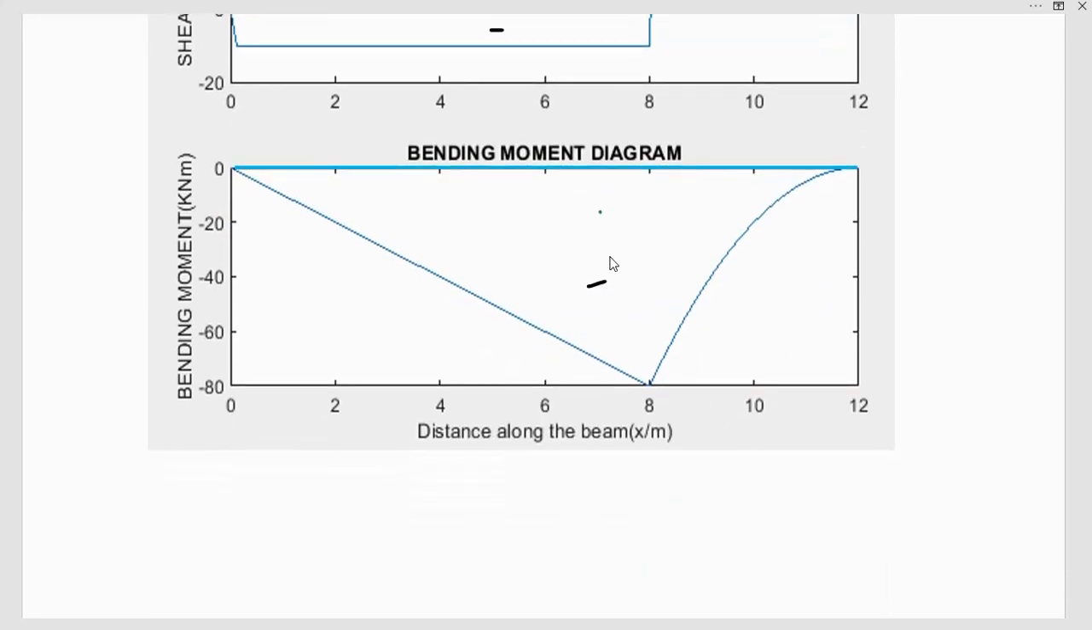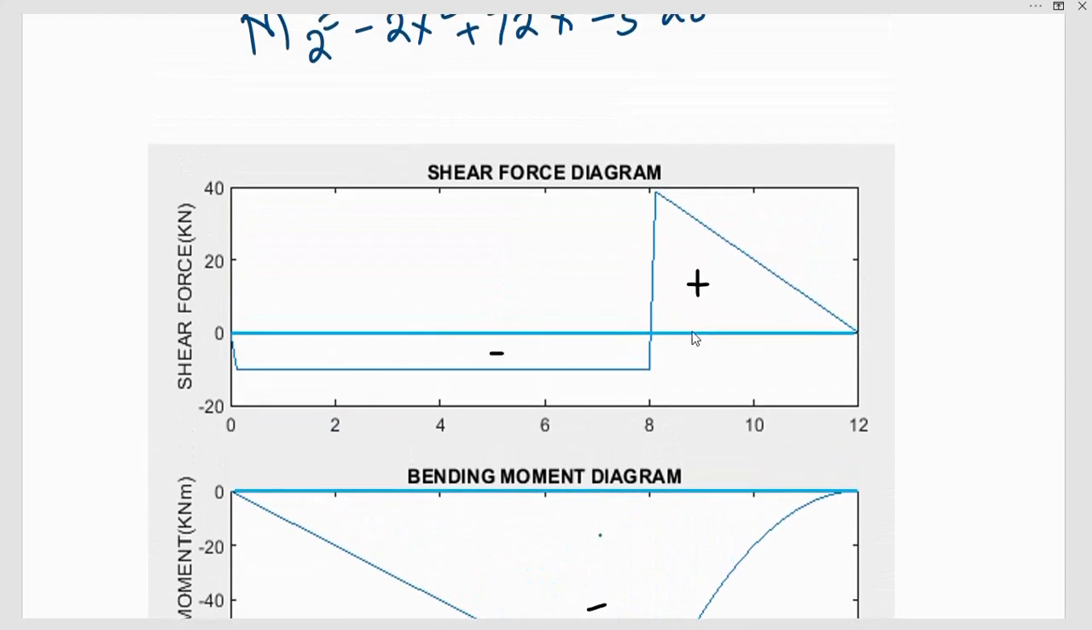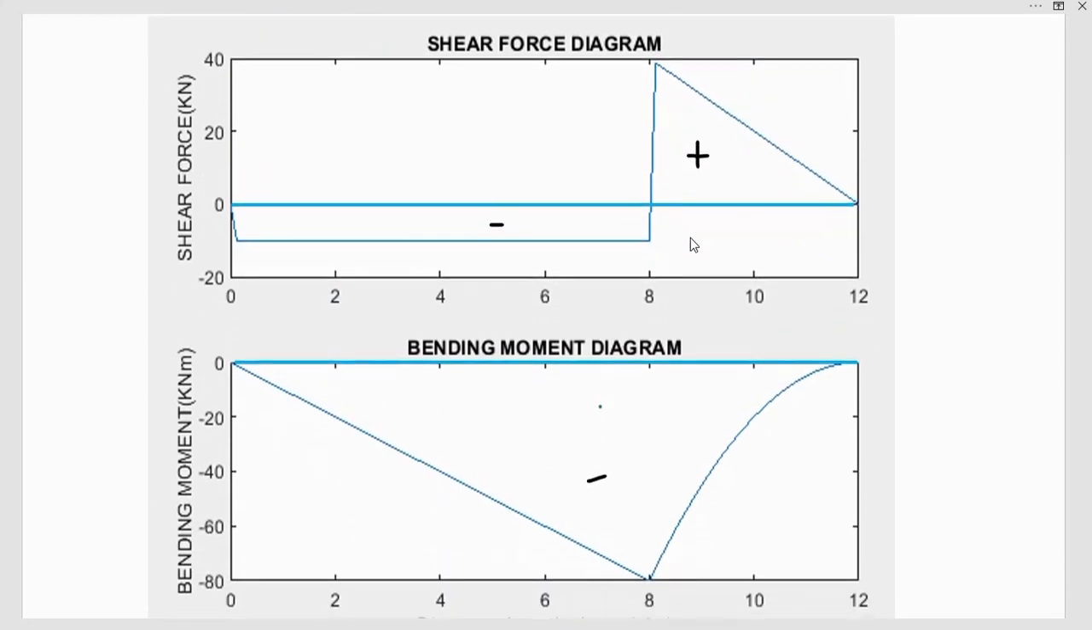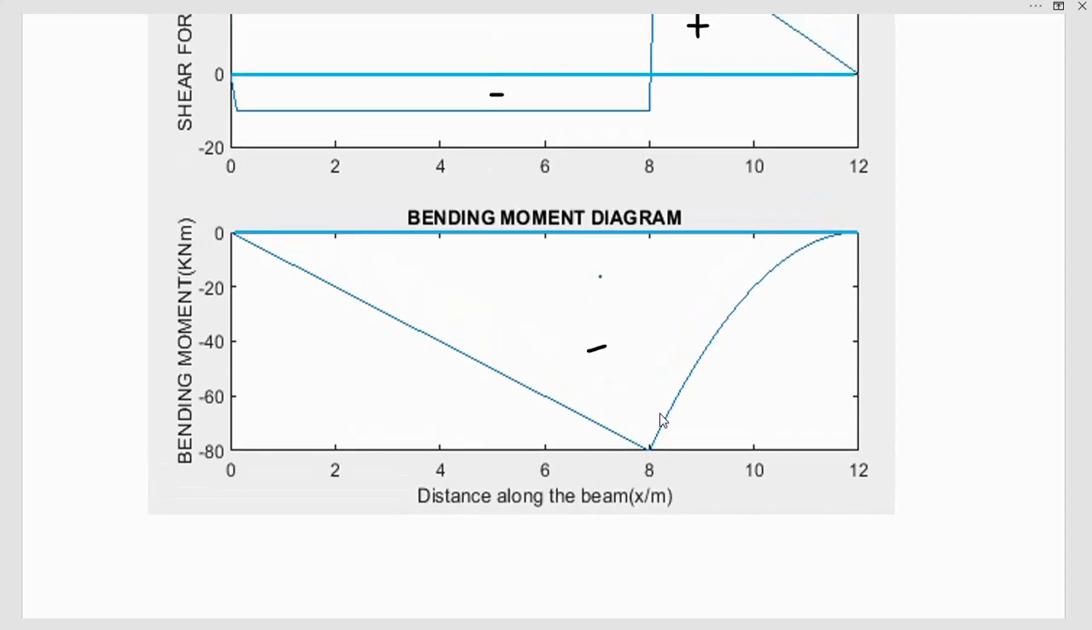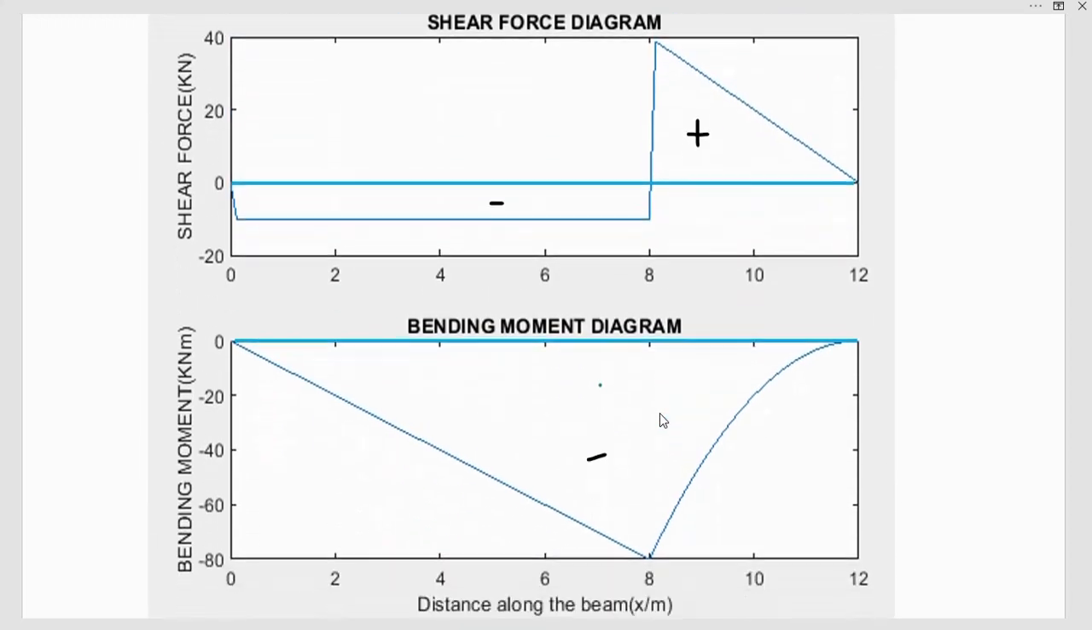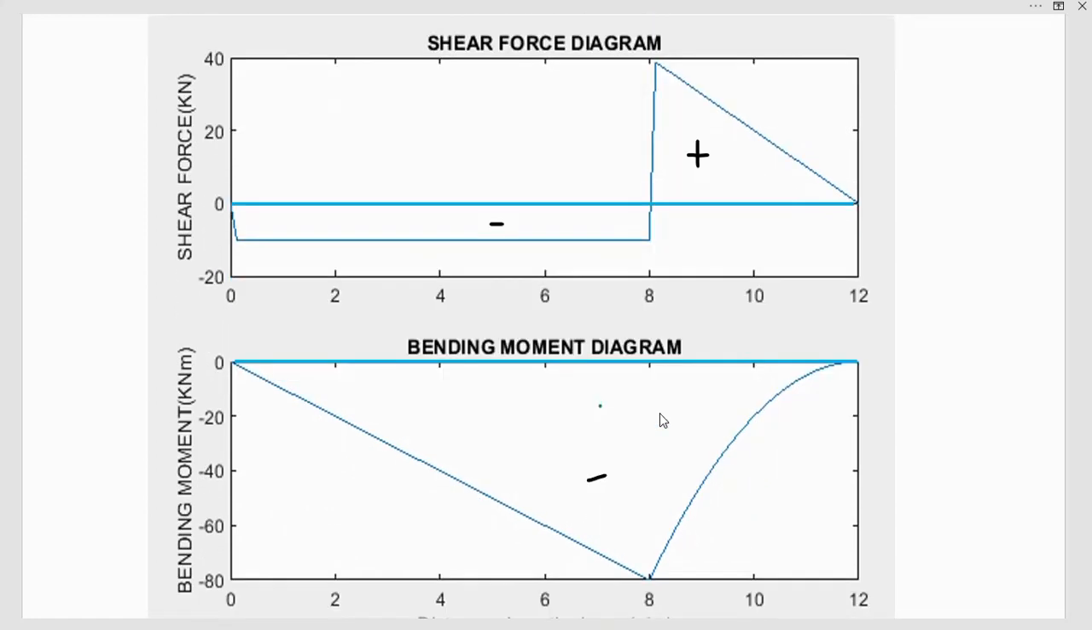So these values are very important. For example, where you have a maximum shear force, you need more transverse reinforcement if it is a reinforced concrete beam. If you have a maximum on the bending moment diagram, then it tells you that at that position you're supposed to provide more longitudinal reinforcement. So this is how we can draw the shear force diagram and the bending moment diagram.